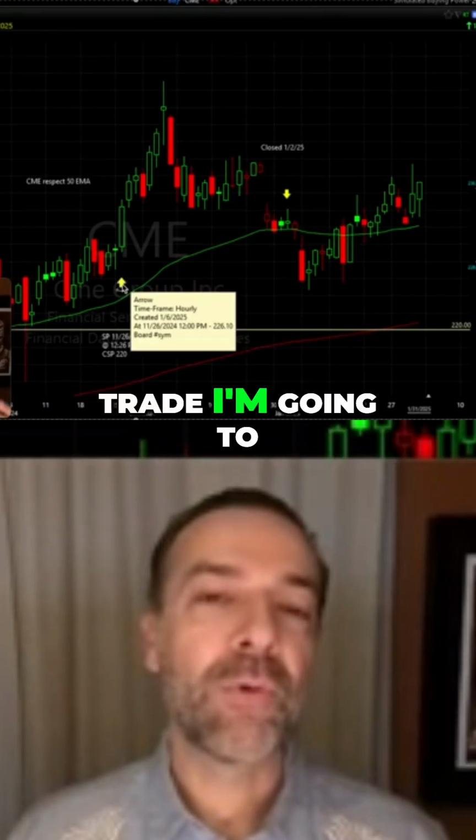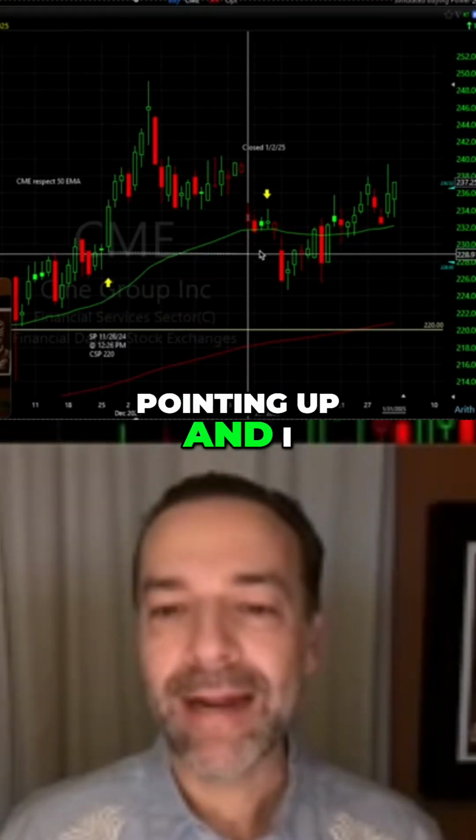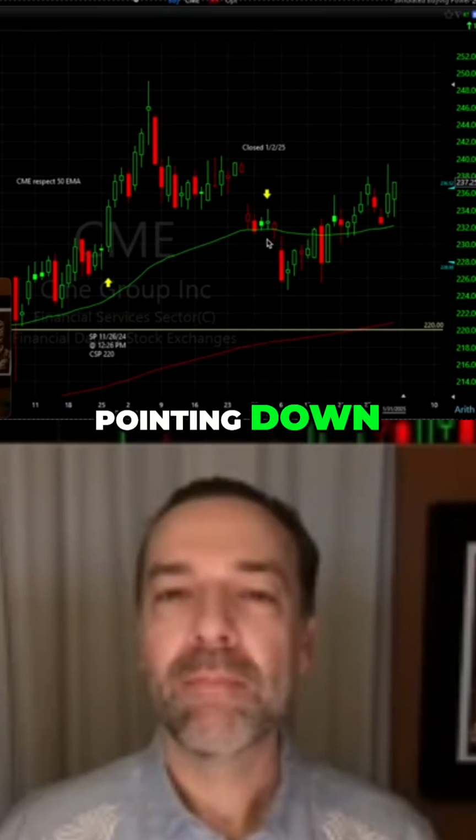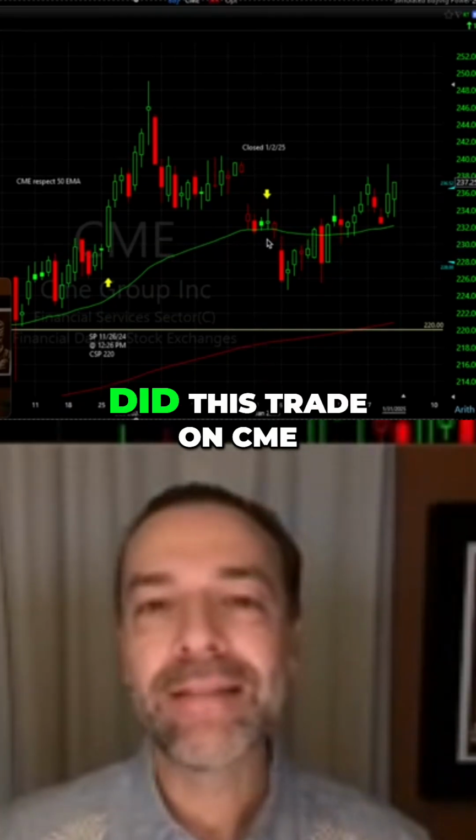This is actually a trade I'm going to share with you later in the video. So I entered this trade on the day that the arrow is pointing up, and I exited on the day that this arrow is pointing down. But we'll get to that trade a little bit later. Here's the process I went through before I did this trade in CME.